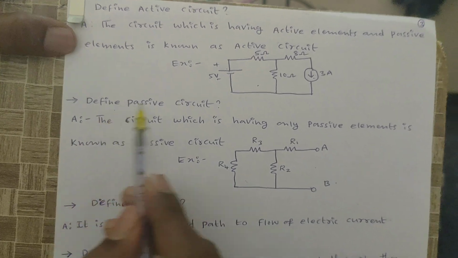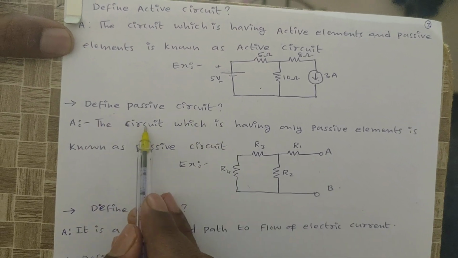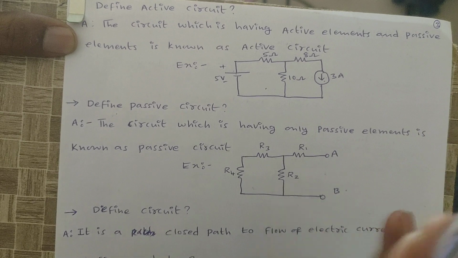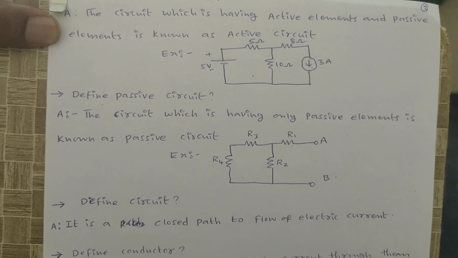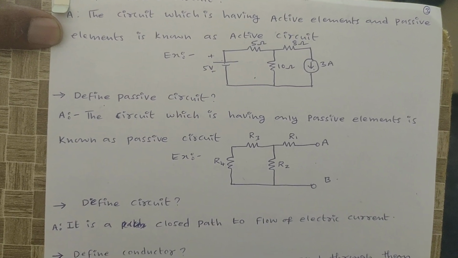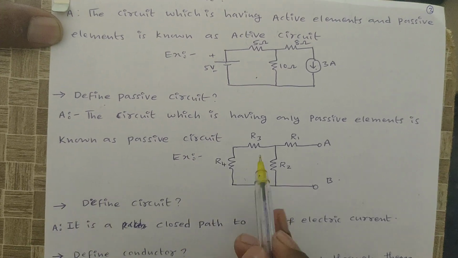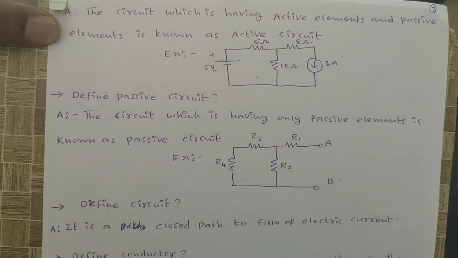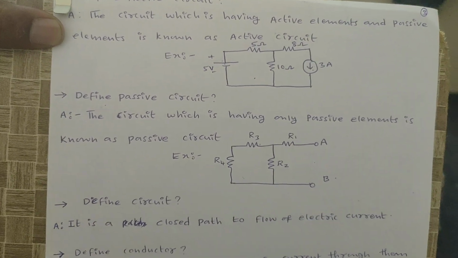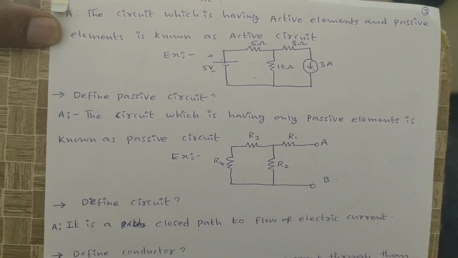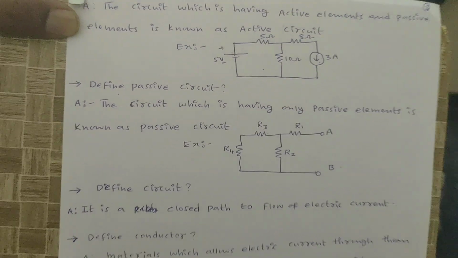Next, define passive circuit. The circuit which is having only passive elements like resistor, inductor, capacitor is known as passive circuit. See here in the circuit diagram, it is having only resistors, right? Then it is a passive circuit. If the circuit is having only inductors, that is also a passive circuit.